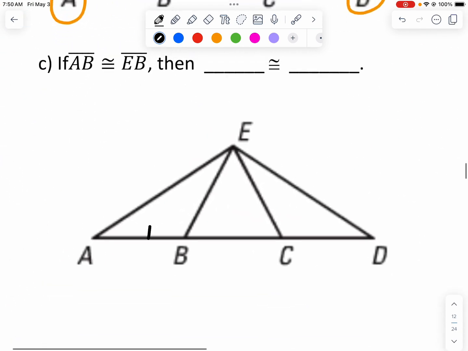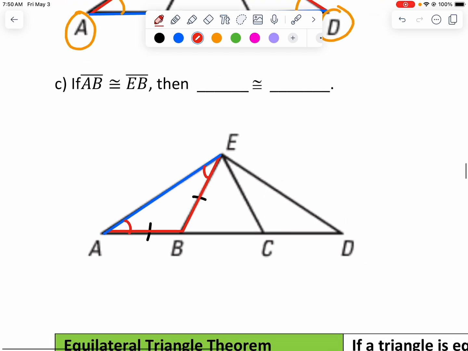If AB, tick mark, and EB, tick mark, are congruent, so that's these two legs, the only line that connects them to here is AE, so we're working with that triangle right there. And what do the two legs tell me about the angles? Angle A and angle E. Well, it's that they're also congruent.